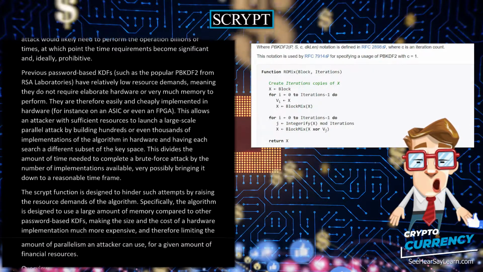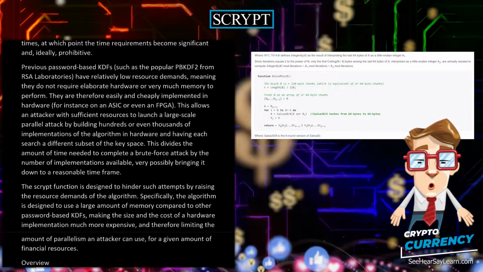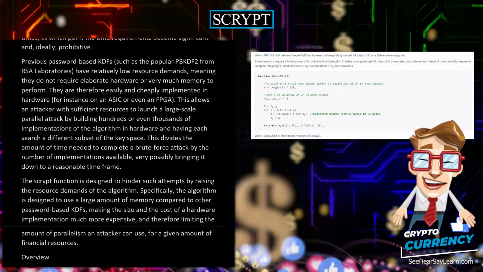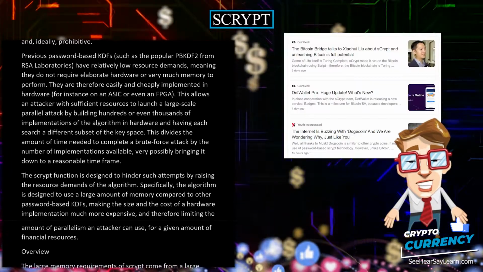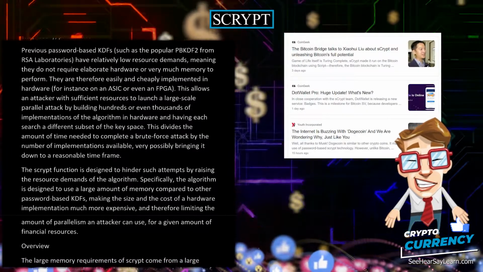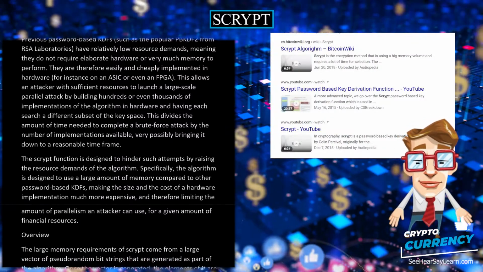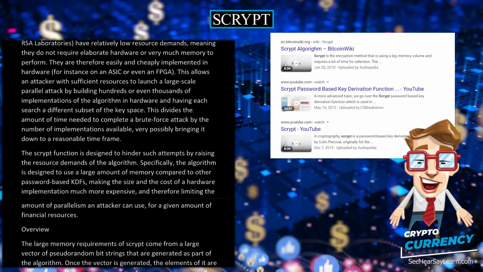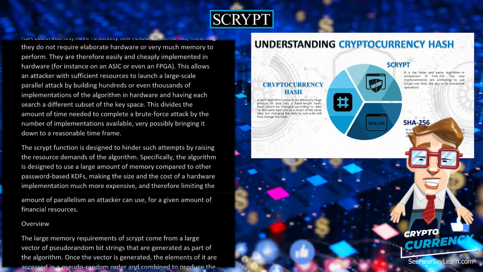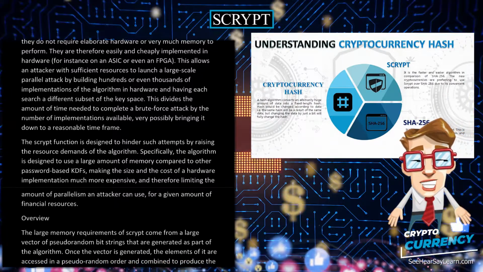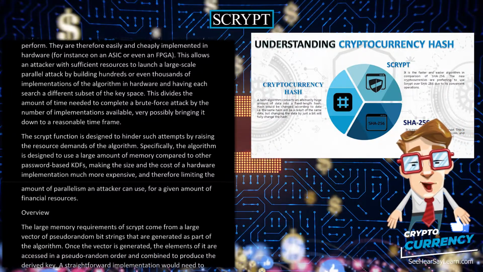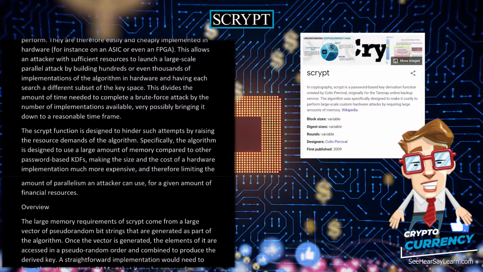This allows an attacker with sufficient resources to launch a large-scale parallel attack by building hundreds or even thousands of implementations of the algorithm in hardware and having each search a different subset of the key space. This divides the amount of time needed to complete a brute force attack by the number of implementations available, very possibly bringing it down to a reasonable time frame.